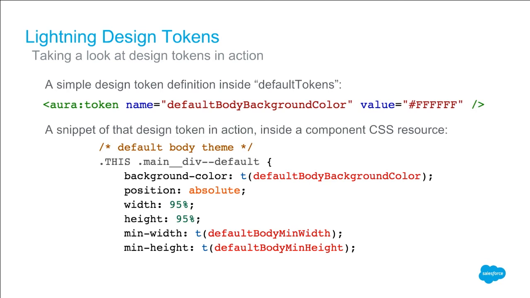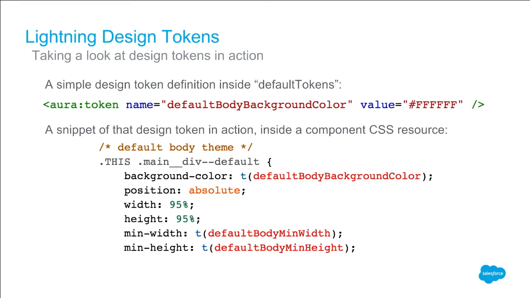Use whatever you choose. You can see in the top screenshot, I've defined a simple token inside of default tokens called default body background color. I can read the name of that token and have a pretty good idea of what it's doing. I can see the value is assigned to white, all Fs, FFFFFF. It resolves to the color white.